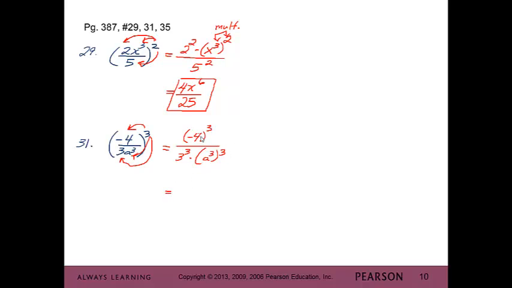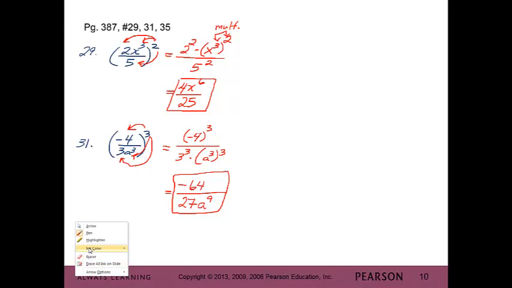Remember, power means take whatever is being raised to the power and multiply it by itself that many times. So negative 4 to the third power is like saying negative 4 times negative 4 times negative 4, which gives us negative 64. And then 3 to the third power, that's 3 times 3 times 3, which is 27. And then remember, when it's power to power, or exponent next to exponent, you multiply, so that gives us a to the 9th. So our final answer is negative 64 divided by 27a to the 9th power.